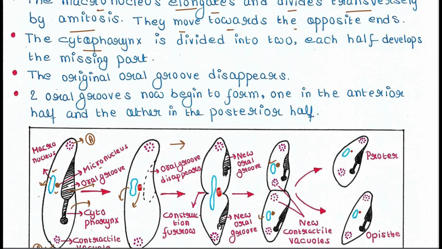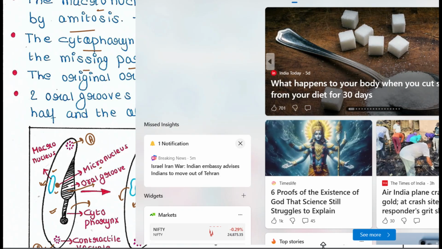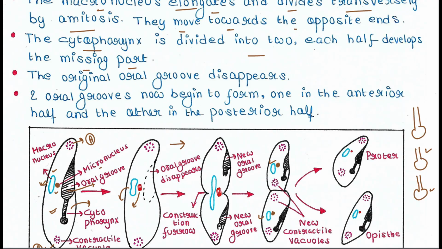Next is the cytopharynx. So this is the cytopharynx. So cytopharynx is also divided into two. Each half develops the missing part. So what happens if this is the cytopharynx structure? It divides into two, right? Like this. Now this part will form this part, and this part will form this part. So two such cytopharynx will be formed. Okay. So this is the new cytopharynx. This is the new cytopharynx.